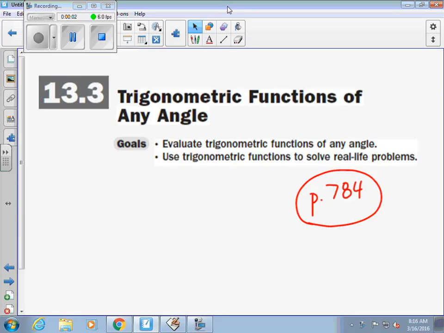It's Algebra 2, lesson 13.3, trig functions of any angle. So we've dealt with right triangles before. Now we're going to deal with obtuse triangles, evaluating trig functions with any angle, looking at some real life problems. Typically those involve just the angles, measurements and stuff.